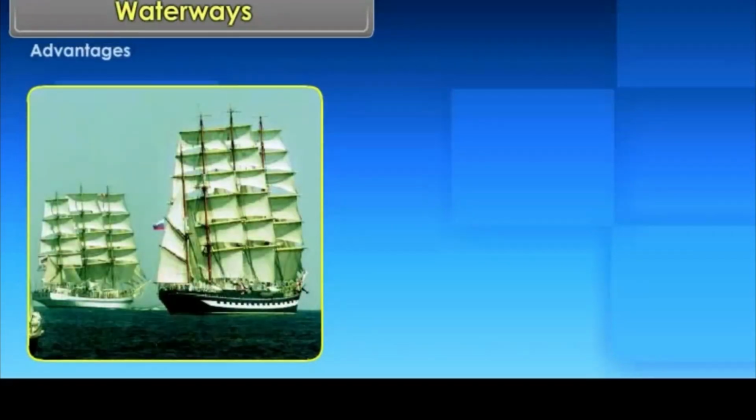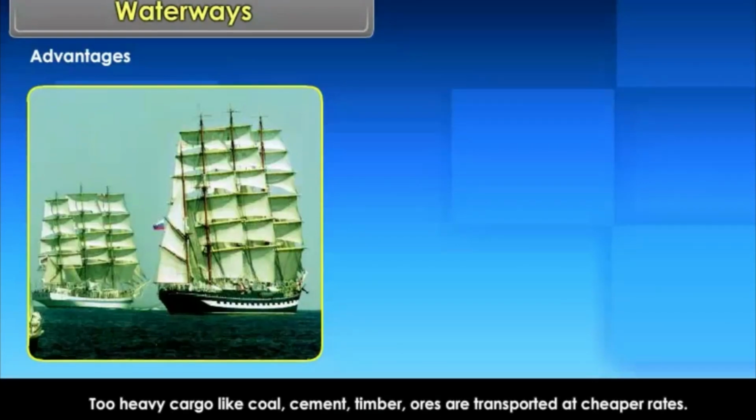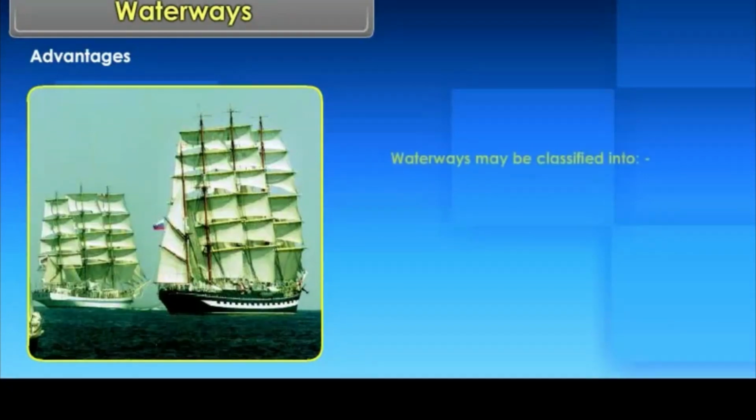Waterways. Advantages. There is no expenditure in laying the waterways. Too heavy cargo like coal, cement, timber, ores are transported at cheaper rates. Rivers are the only means of transport in dense forests. Waterways may be classified into inland waterways and ocean transport.